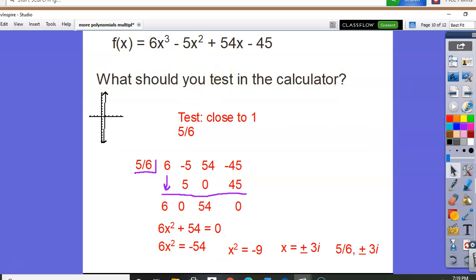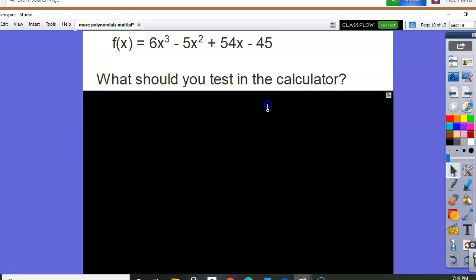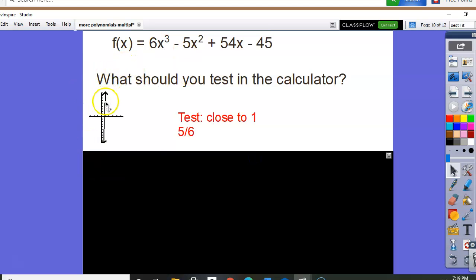Now we should put it into our calculator. All right, there it is. So what should we test in our calculator? Go ahead and plug this into your calculator. Pause it if you need to. And when you plug it into your calculator, you should get something that looks like this. This is what your graph should look like.